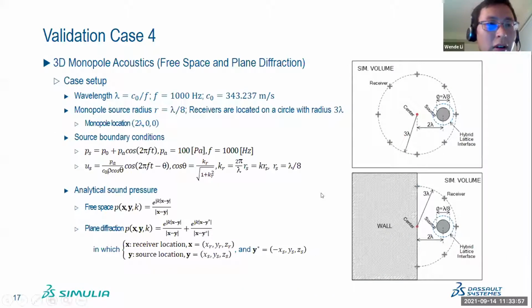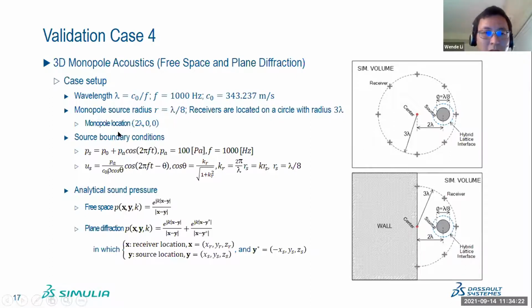And the final validation case is a 3D monopole acoustic case, in free space or near a wall. This monopole vibrates at 1,000 Hertz frequency, and it is located at 2 lambda. The source has a diameter of lambda over 8. And there are some receivers on a circle of about 3 lambda.